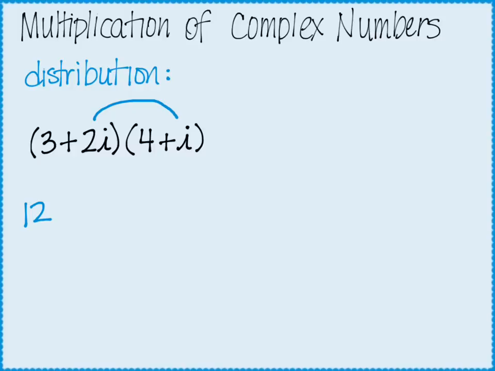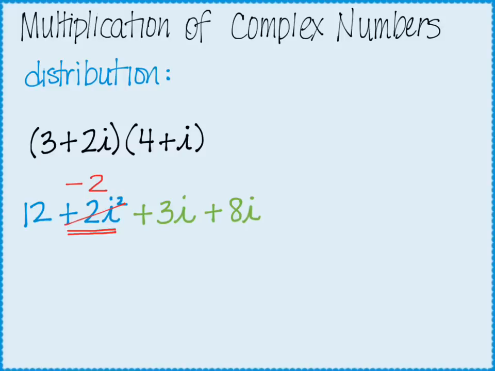So 3 times 4 is 12, and I'm going to do 2i times i, which is 2i squared. Then I'm going to do my outsides, one real and one imaginary, 3 times i, which is 3i. And I'm going to do the other pair that is a real times an imaginary, which is going to give me 8i.